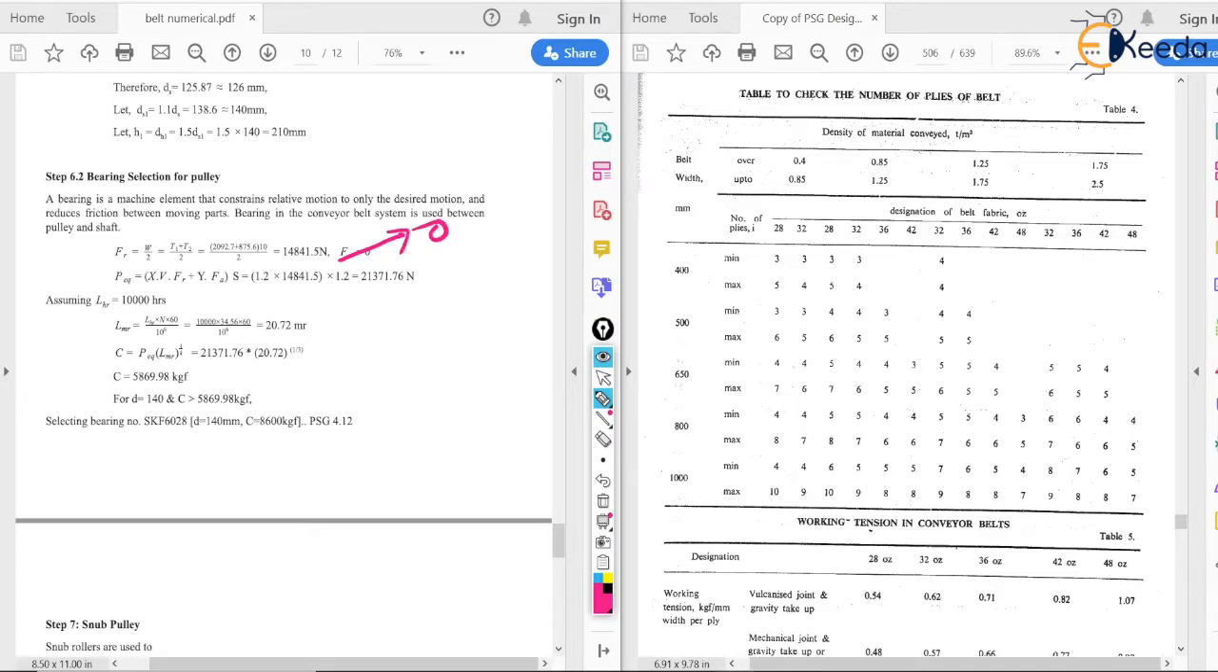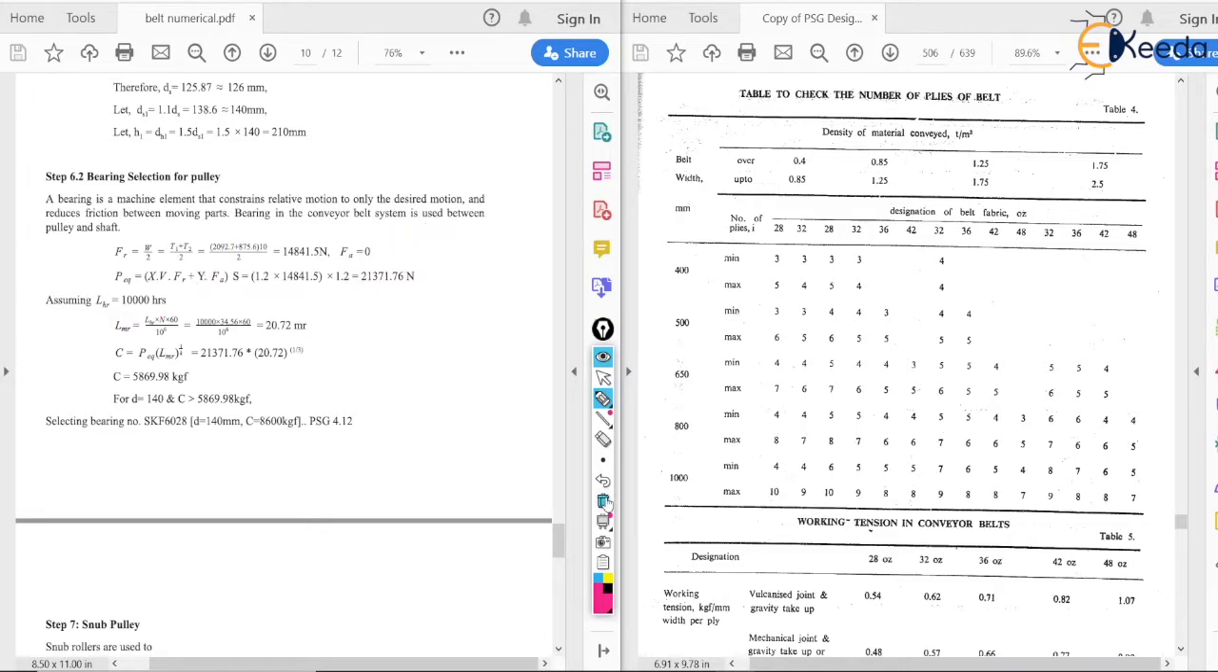So P equivalent we are going to calculate with the formula P = (X V Fr + Y Fa) into S. Again the Fa is 0, so only X V Fr into S. So X V Fr into S, this is this value. Now we are going to assume the life of bearing in hours, that is 10,000 hours.